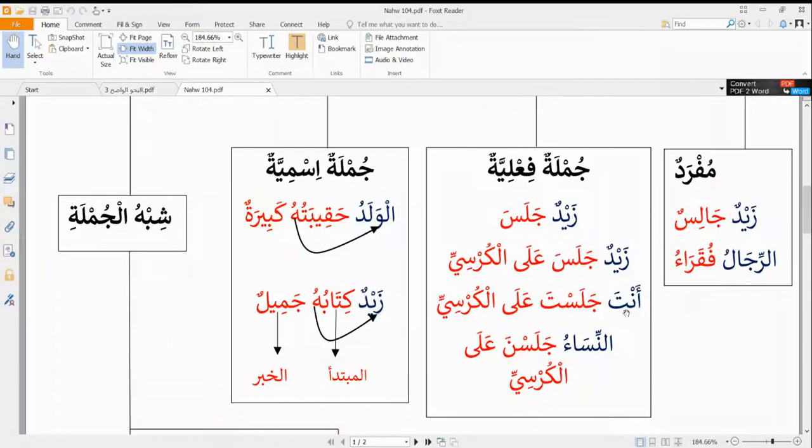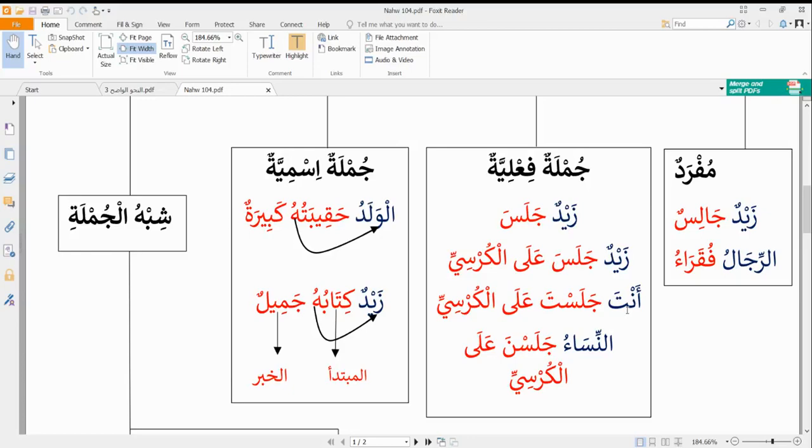Also we have anta jalasta ala al-kursiyi. So anta is our mubtada, we know it is ma'rifa. Anta is a domir, and so it is ma'rifa, and it is our mubtada, and our khabar is jalasta ala al-kursiyi. So the entire Jumlatun fi'liya, jalasta ala al-kursiyi, is our khabar.